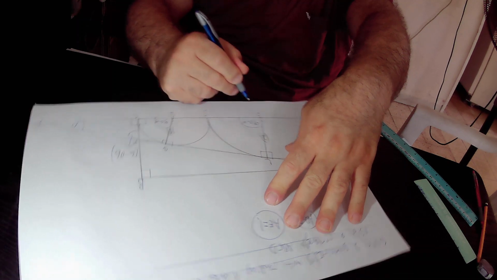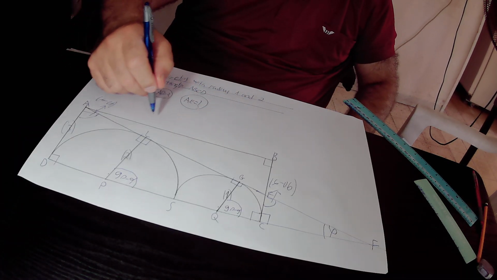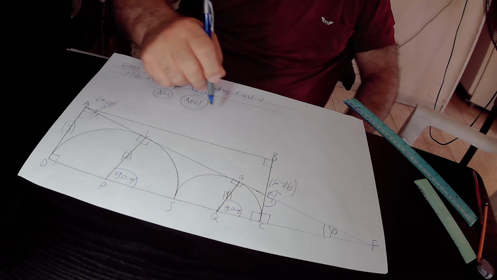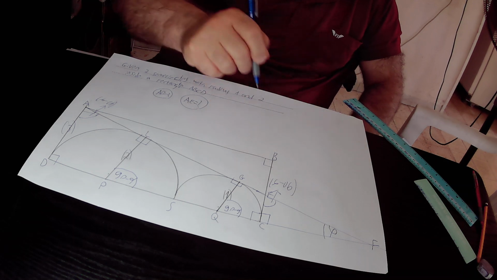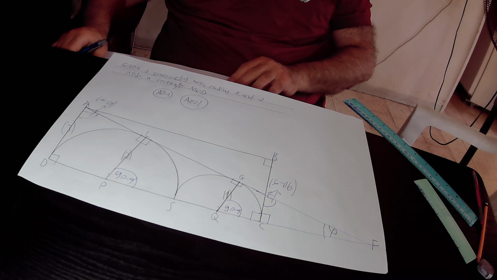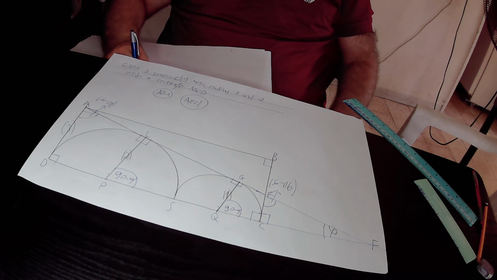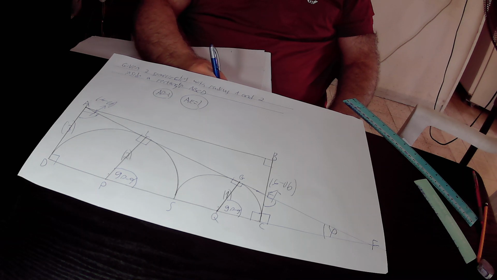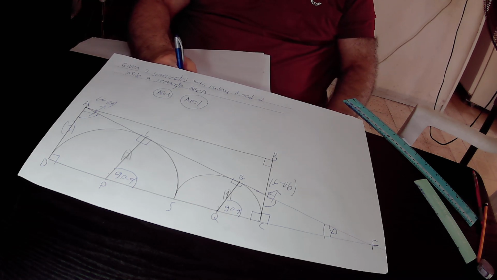So in the next step, we will prove that the big right triangle LPF is similar to this small right triangle GQF. So write it down. We will prove that the big right triangle LPF is similar to the small right triangle GQF.